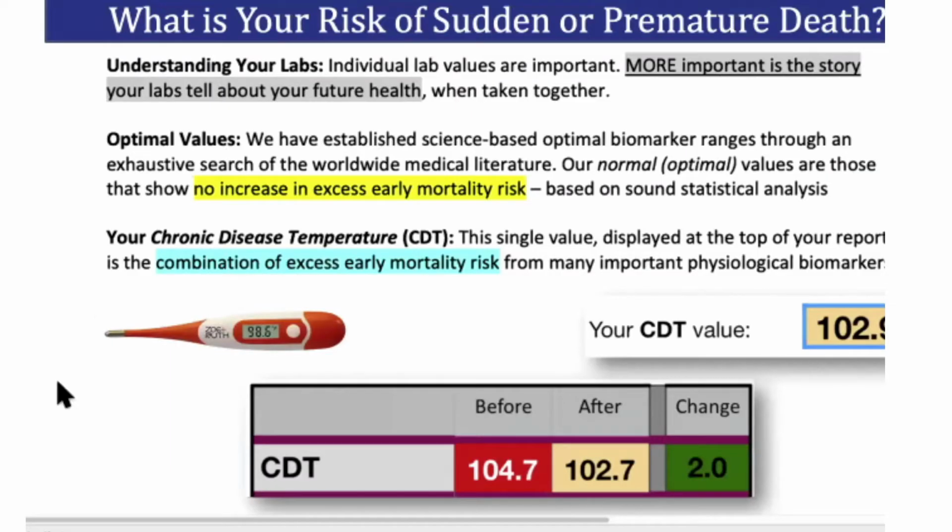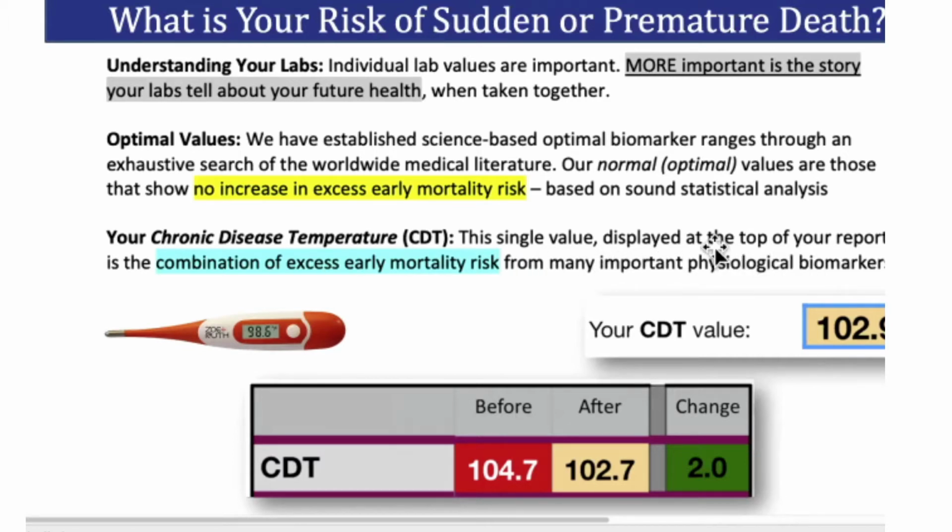So just a quick explanation, understanding your labs. Individual lab values are important. More important is the story your labs tell about your future health when taken together. Optimal values: we've established science-based optimal biomarker ranges through an exhaustive search of worldwide medical literature. Our normal or optimal values are those that show no increase in excess mortality based on sound statistical analysis. Your chronic disease temperature, this single value displayed at the top of your report, is the combination of excess mortality risk from many important physiological biomarkers.